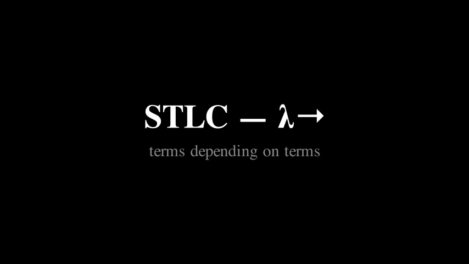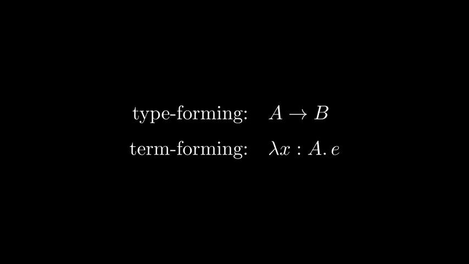If you have written an anonymous function, a lambda, in any modern language, you have already used a typed lambda calculus. The most basic one is called the simply typed lambda calculus, STLC for short, written lambda arrow. STLC has two ingredients: a type-forming rule that builds function types A to B, and a term-forming rule, lambda abstraction, that builds function values.